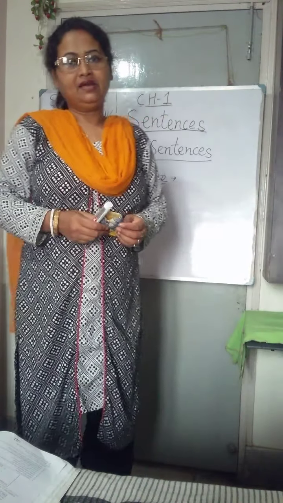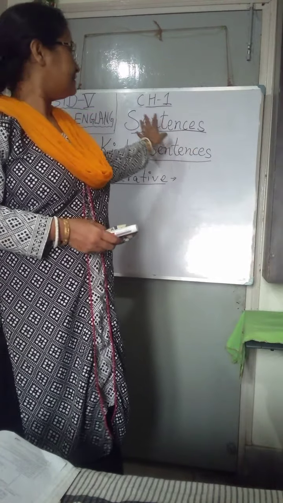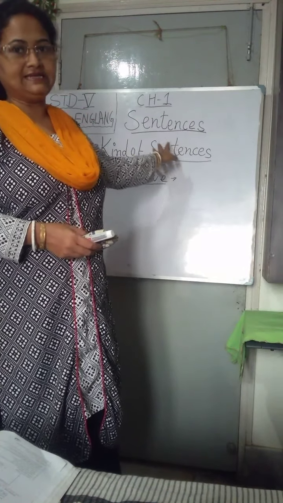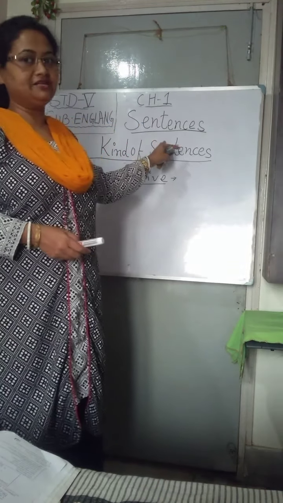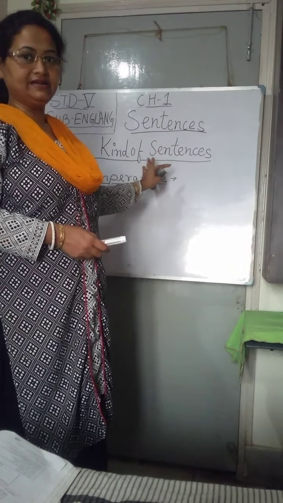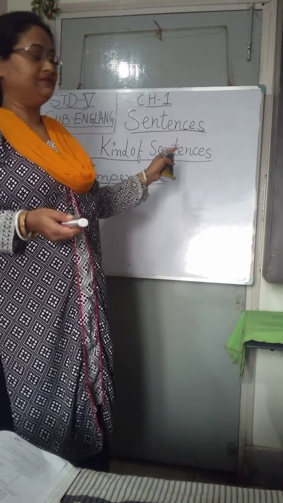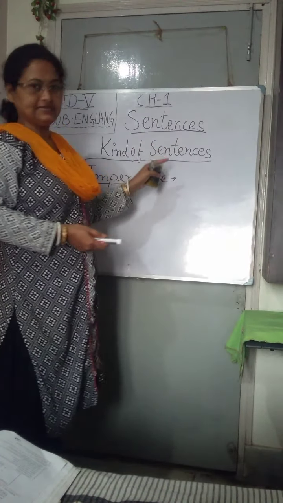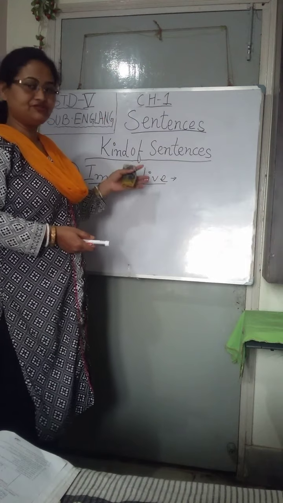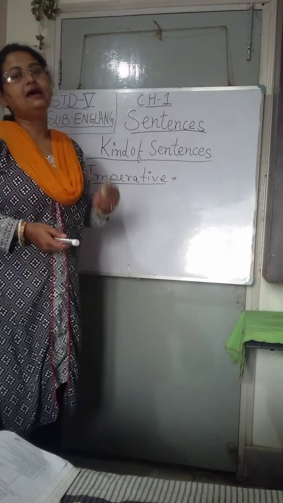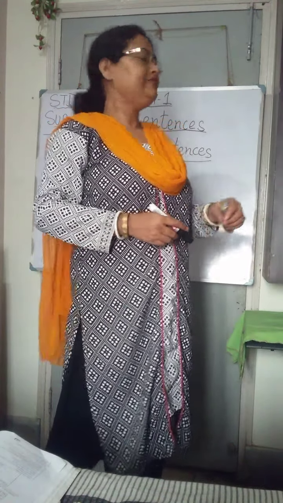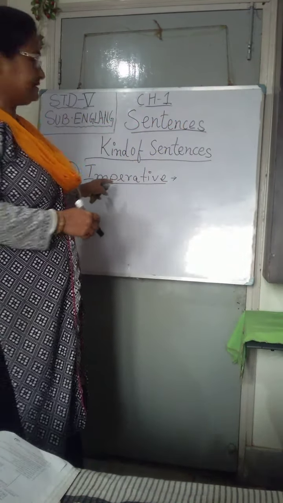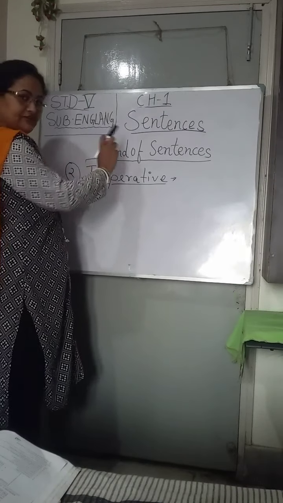Class 5. Let us begin the next part of the chapter, sentences. In the previous chapter we were discussing the definition of a sentence. Then we started with kinds of sentences. The first one we have already discussed, that is the declarative sentence or assertive sentence. And now we'll move on to the imperative sentence, that is the next kind.